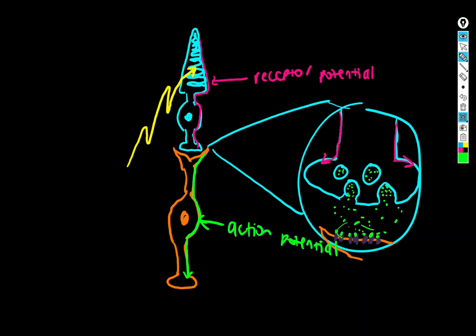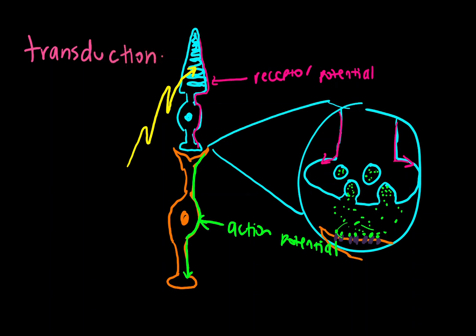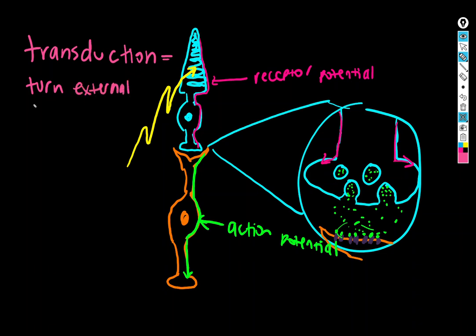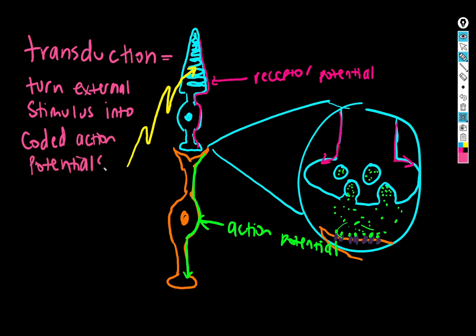So that's what I mean when I say receptor potential. I'm talking about the membrane voltage change that allows a receptor cell to turn a non-neural signal into a neural signal. So that's the magic of receptors. That action is called transduction. Turn external stimulus into coded action potentials. Because the brain only knows about action potentials, and that's the only kind of information it can make sense of.